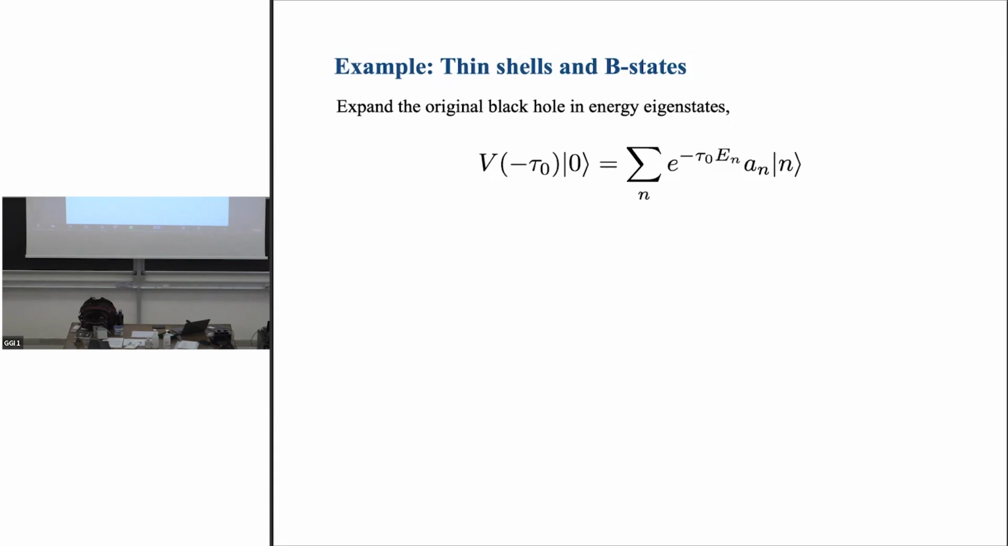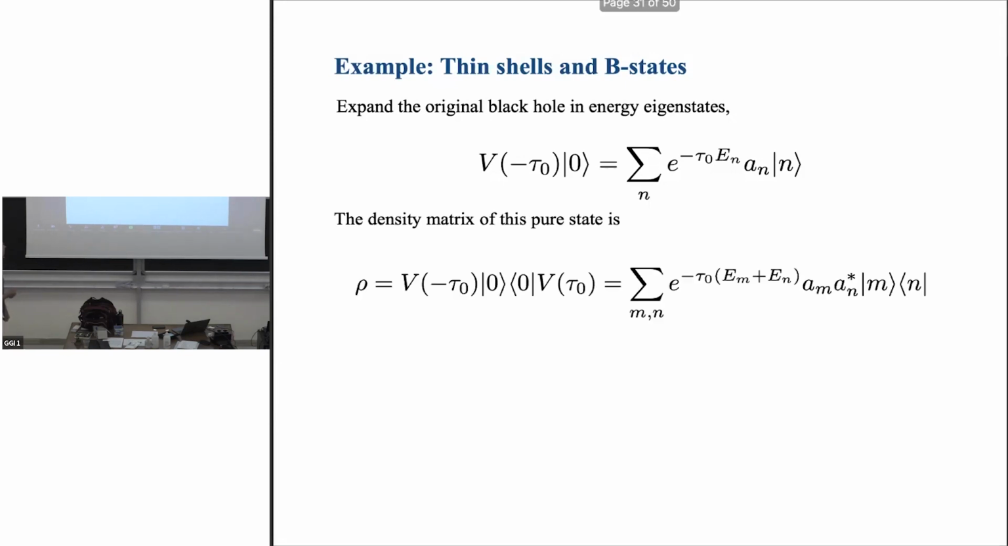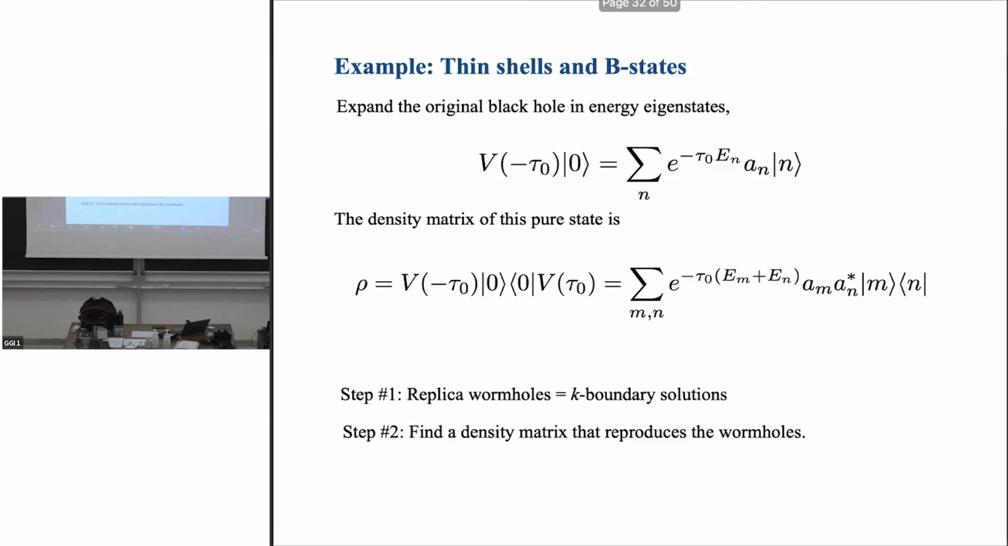But for these locally eternal states, the answer that you get from the wormholes is the following. Let's take the original black hole and expand it in energy eigenstates. A_n here is some UV sensitive expansion coefficient corresponding to that heavy operator, and tau naught is just the obvious thing from the Euclidean evolution. The density matrix, this is a pure state, so the density matrix is just now a double sum of those eigenstates. And now we want to apply this strategy.